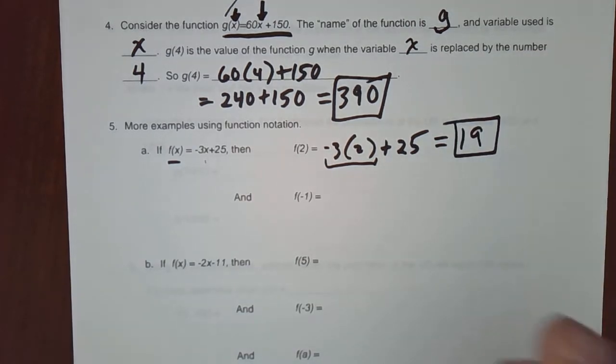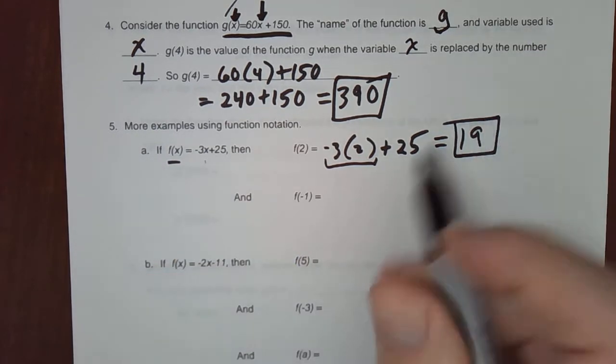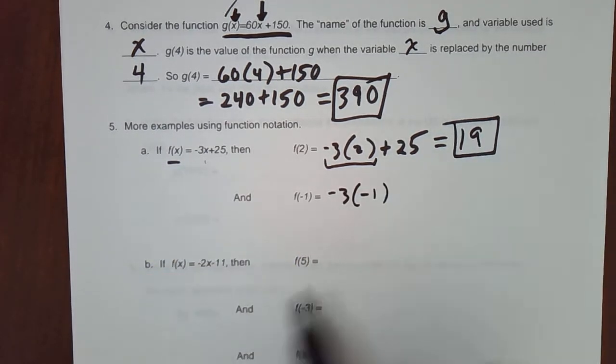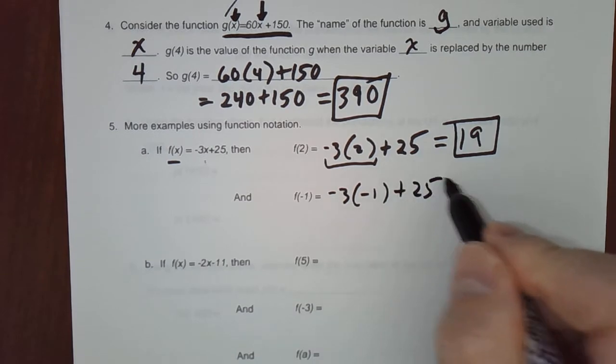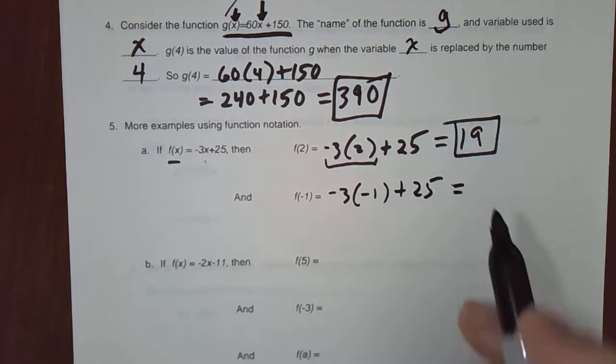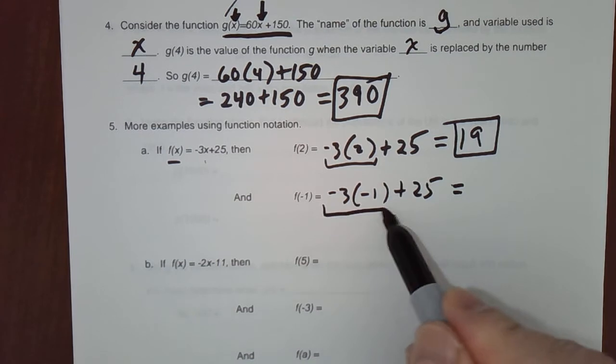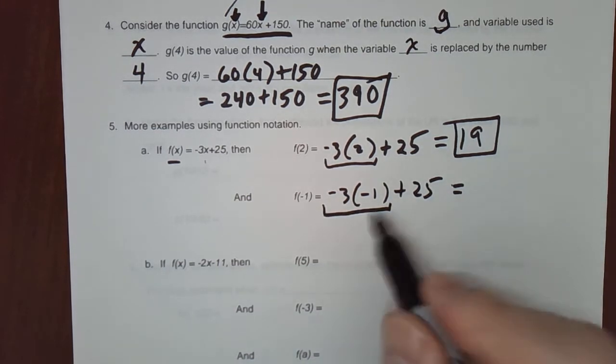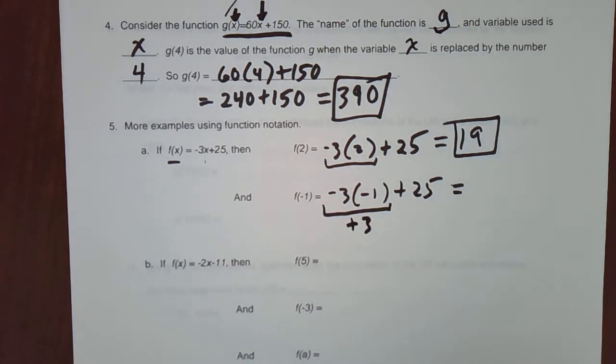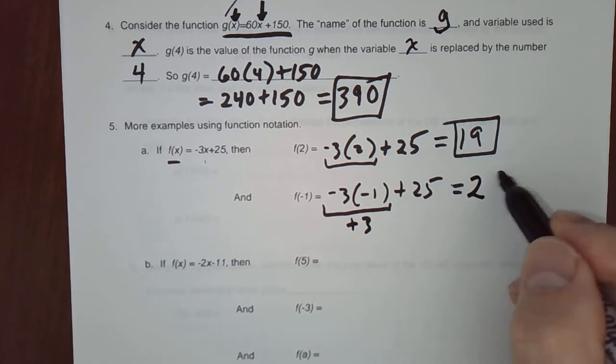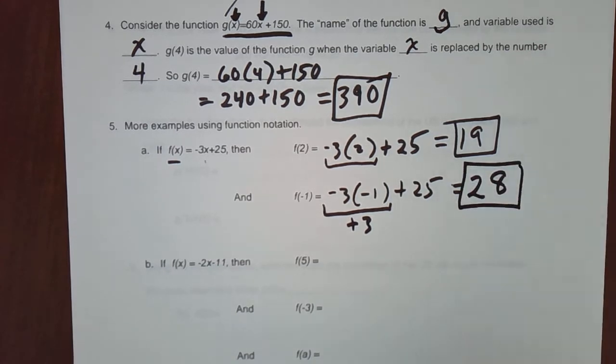19. Now let's plug in a negative 1. If we plug in a negative 1 for x, we're going to get negative 3 times negative 1 plus 25. And what is that equal to? Well, negative 3 times negative 1, that's a positive 3. Plus 25 gives us 28.